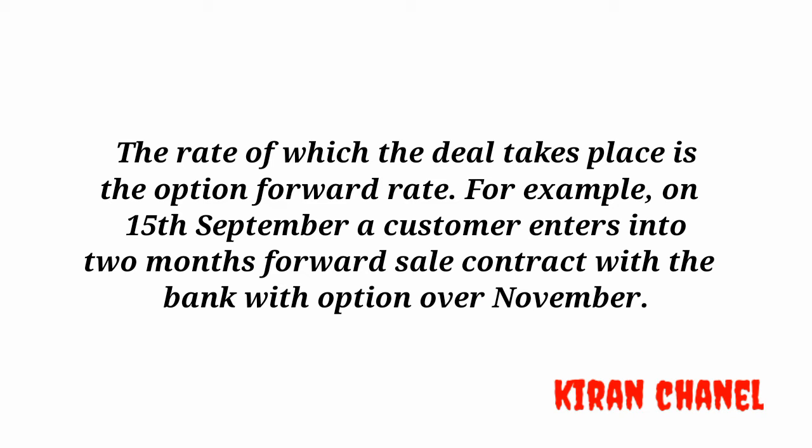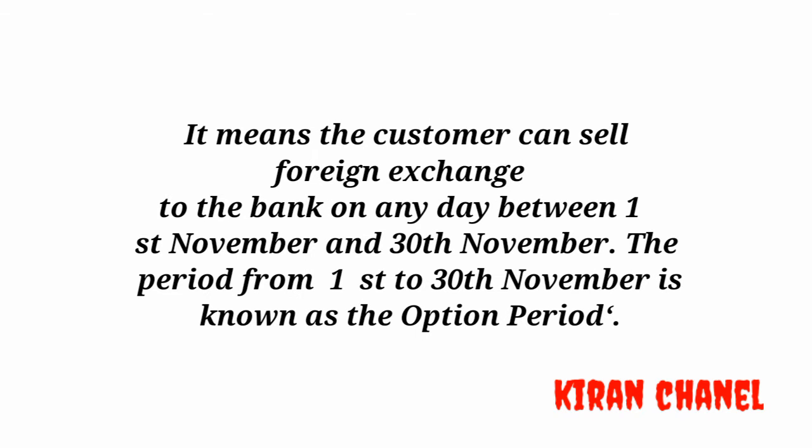For example, on 15th September, a customer entered into a 2 months forward sale contract with the bank with option over November. It means the customer can sell foreign exchange to the bank on any day between 1st November and 30th November.